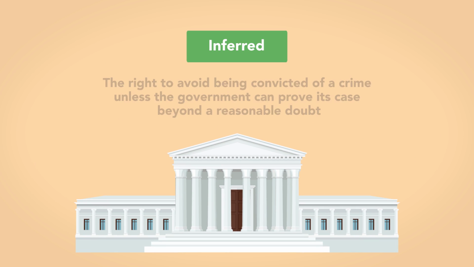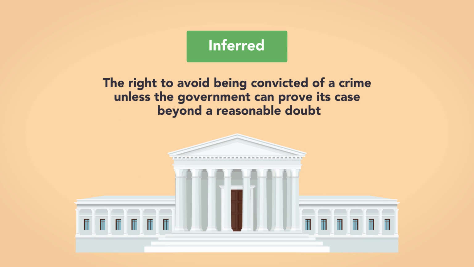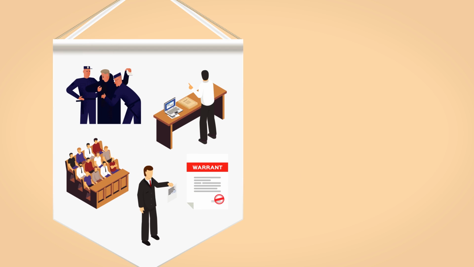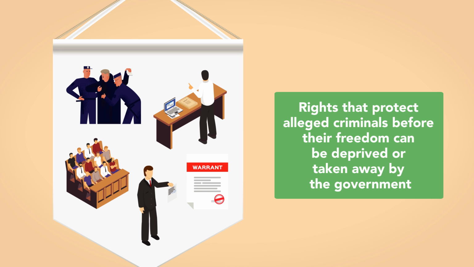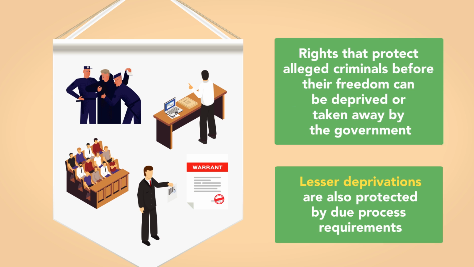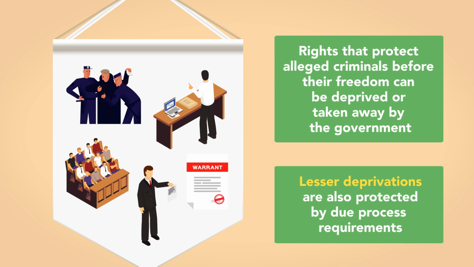While not stated in the Constitution, the Supreme Court has also inferred the right to avoid being convicted of a crime unless the government can prove its case beyond a reasonable doubt. These and others form a tapestry of rights that protect alleged criminals before their freedom, or in some cases even their lives, can be deprived or taken away by the government. Lesser deprivations are also protected by due process requirements, though often to a lesser extent.